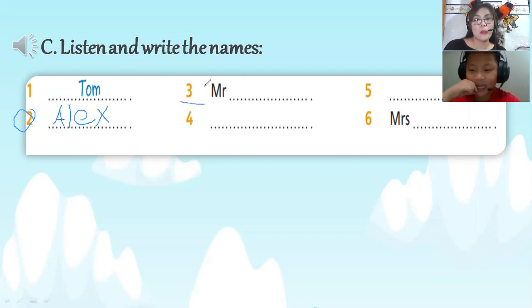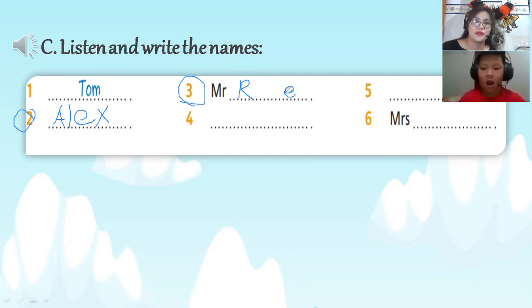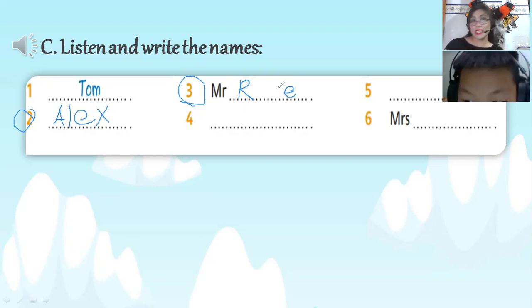What about number three? Mr. Were you able to remember number three, Mr.? Rise. Okay, like rising and eat the food. Okay, let me give you a clue. It starts with letter R and ends with letter E. Oh, yes, you can do it. The name is correct. This is Ride.